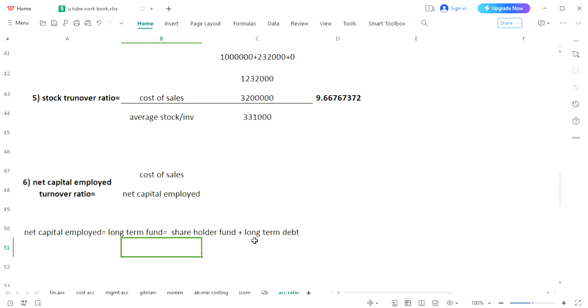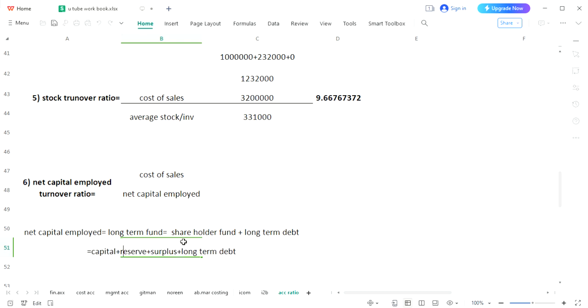And you may write, as you know, that shareholder fund, how do you calculate? Capital plus reserve plus surplus. This is your shareholder fund, and then just write down long term debt. So guys, in this way you will be able to calculate your net capital employed.